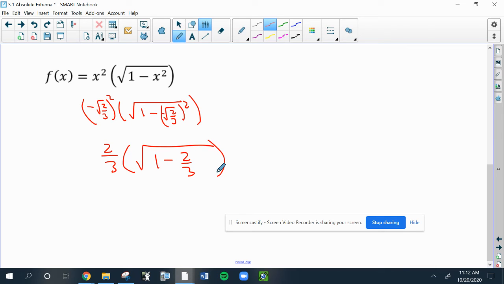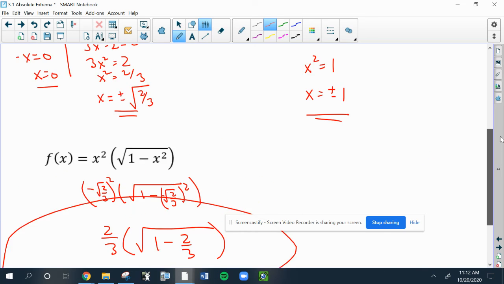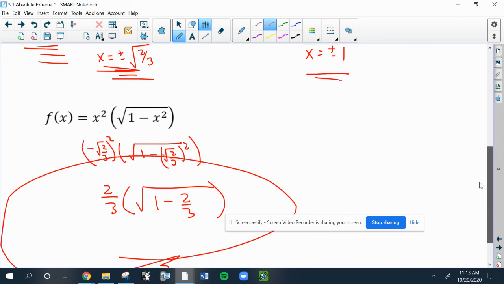Now, I don't care what the answer is. All we're checking to see is if we get a valid answer. Is it defined? Well, 1 minus 2/3 is a positive number because 2/3 is less than 1. So this number is defined. That tells me negative square root 2/3 is defined, so it is a critical number. Positive will be the same thing. So critical number, plus or minus 1. Be careful here.